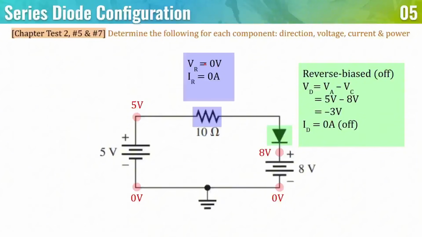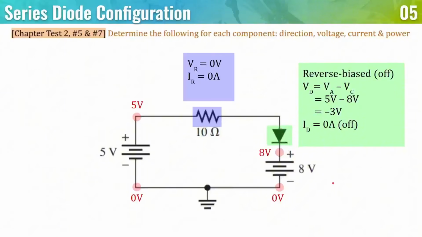So now we can apply the same concepts from the earlier example. There will be no voltage and no current across the resistor. And for this diode, there will be no current across it. However, there will still be a voltage. Looking at the voltage of the anode, the anode is the flat part of the triangle, we have 5 volts minus the voltage of the cathode, which is the pointy part of the triangle, 8 volts. So we can say that it is negative 3 volts, or that there are 3 volts in reverse bias.